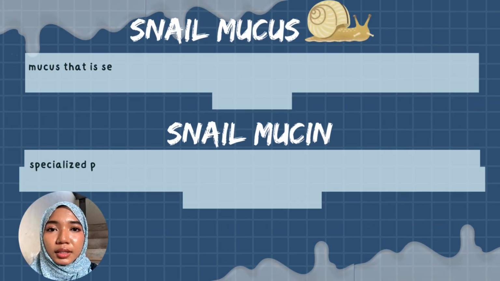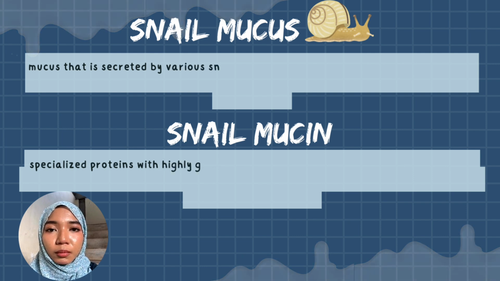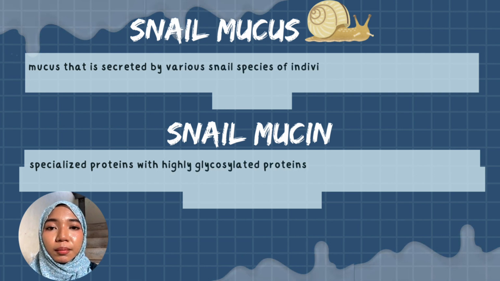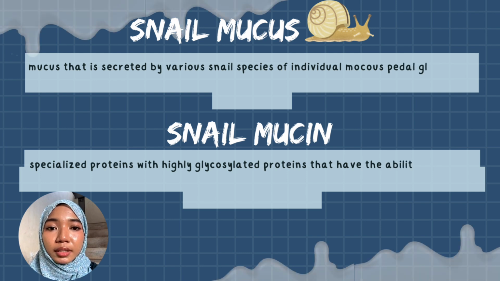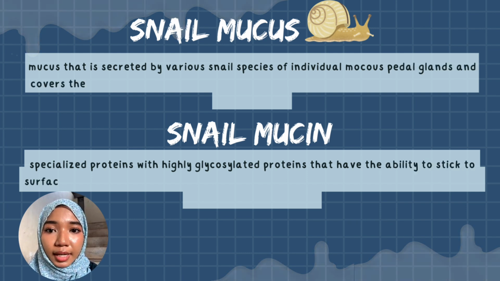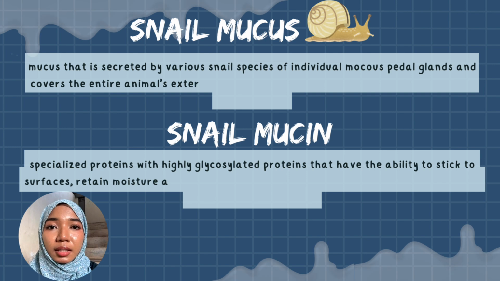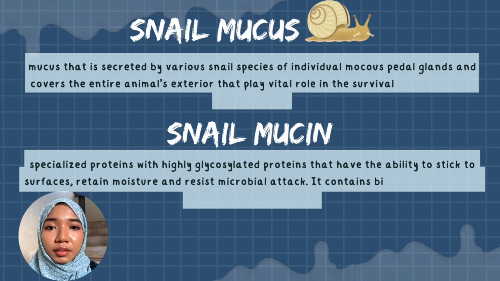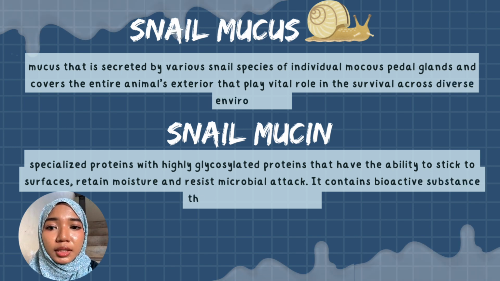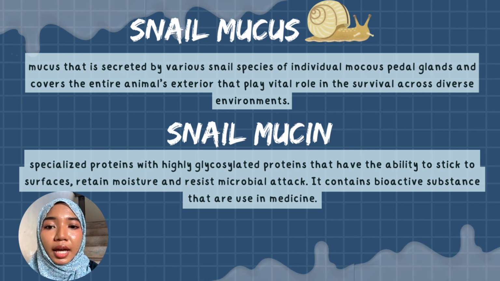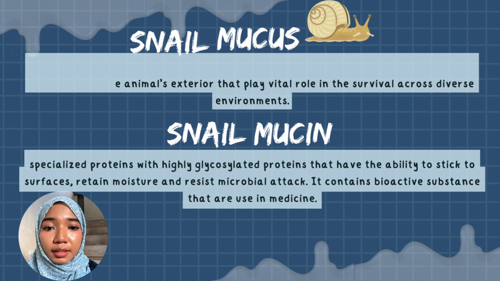First, let's know what is the difference between mucus and mucin. Mucus is a substance that is secreted by various snail species by their individual mucous pedal glands, and it covers the entire animal's exterior that will play a vital role in the survival across diverse environments. While mucin is a specialized protein with highly glycosylated proteins that have the ability to stick to the surface and retain moisture and resist microbial attack. It also contains bioactive substances that are used in medicine.